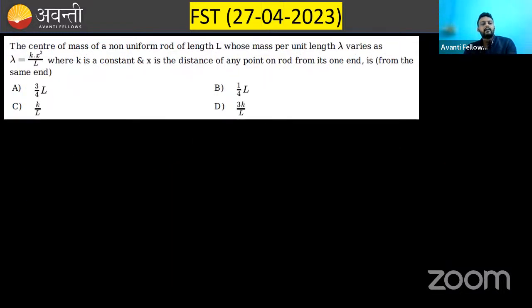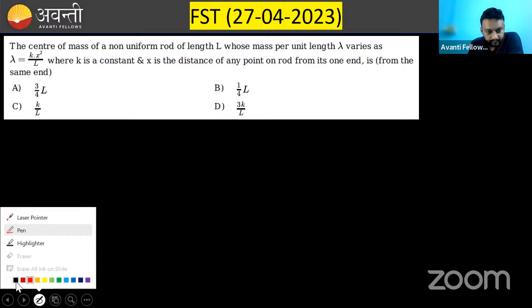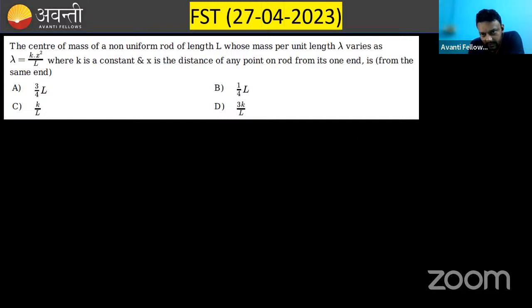Okay, this is the question from center of mass. The center of mass of a non-uniform rod of length L. Okay, there is a rod.